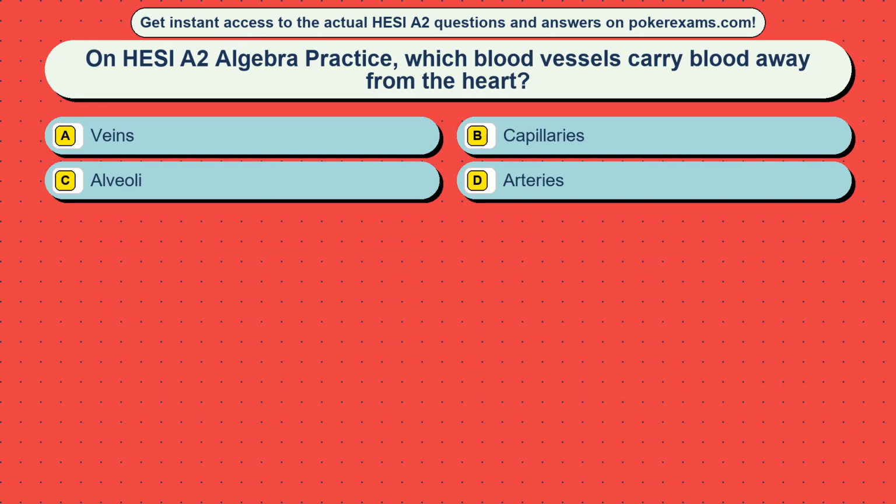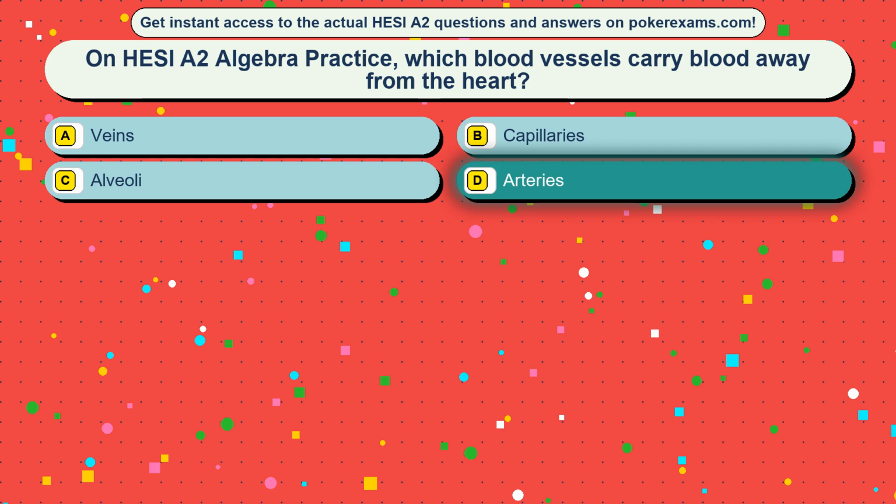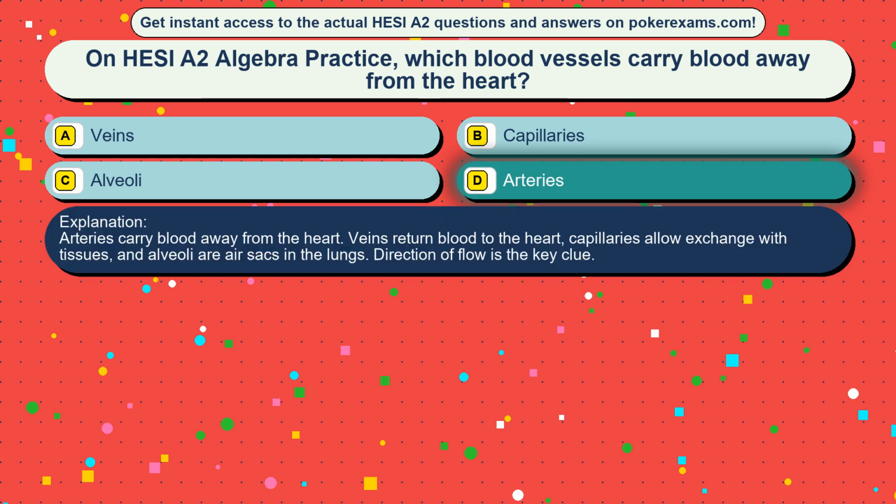Question 14. On HESI A2 algebra practice, which blood vessels carry blood away from the heart? Option A veins. Option B capillaries. Option C alveoli. Option D arteries. The correct answer is option D, arteries. Arteries carry blood away from the heart. Veins return blood to the heart, capillaries allow exchange with tissues, and alveoli are air sacs in the lungs. Direction of flow is the key clue.